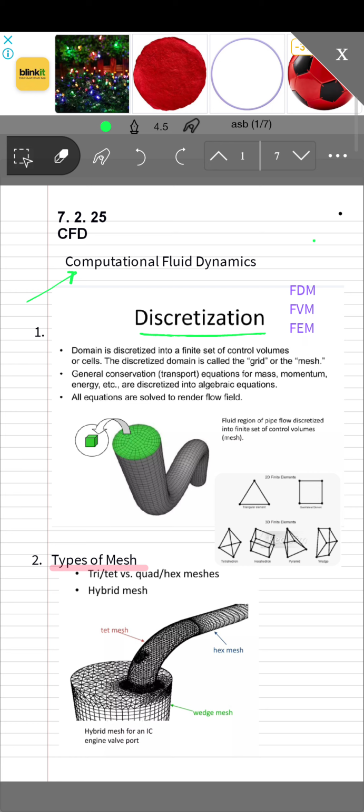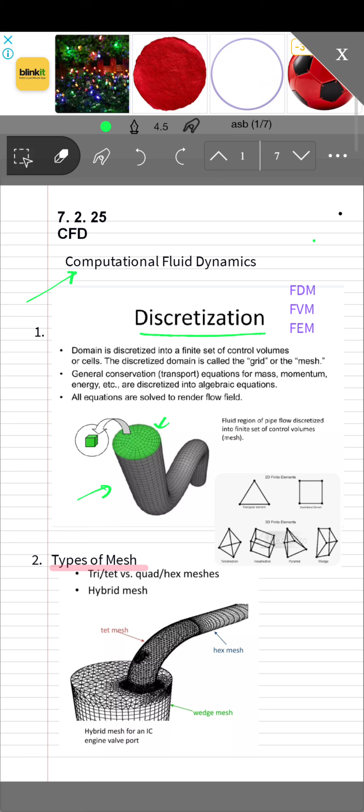Now there are three different discretization methods. Let us first understand what the discretization method actually is. In this method, suppose there is a pipe through which water is flowing. What we do in a discretization method is we divide the domain. This is the point where the water is entering the pipe. We will call this the domain, and we divide it into a set of grids or meshes.